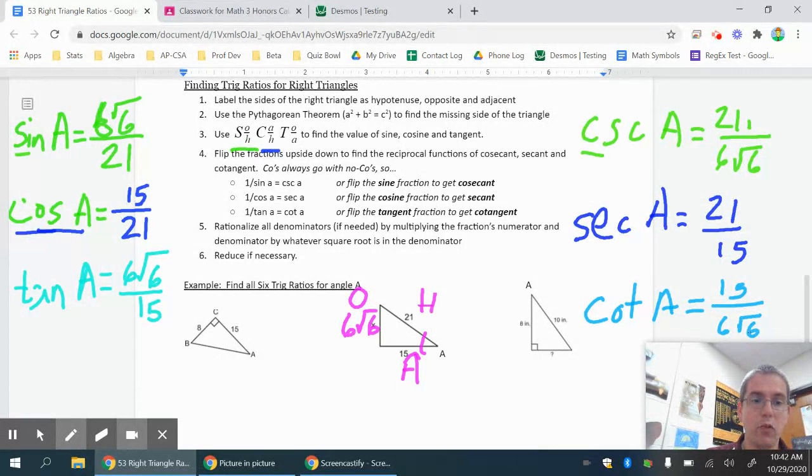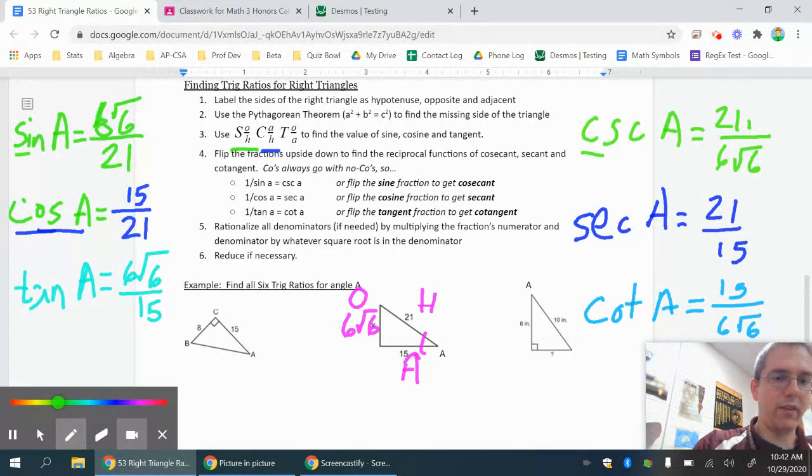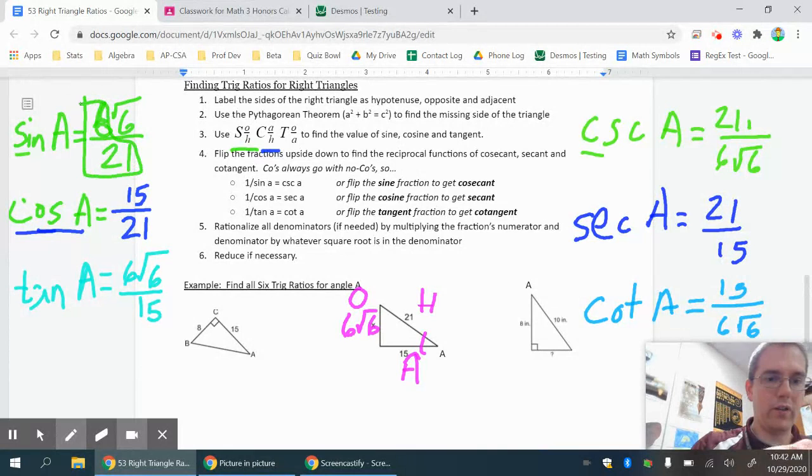Now, a lot of times you will see these both reduced and rationalized. So I'm going to go back through and reduce them real quick and rationalize. For the sine, I need to look for a number that divides into 6 and 21. I cannot reduce the 6 inside a square root with a number outside, but I can divide both of those by 3. So that'll give me 2 root 6 over 7 as the simplified form.